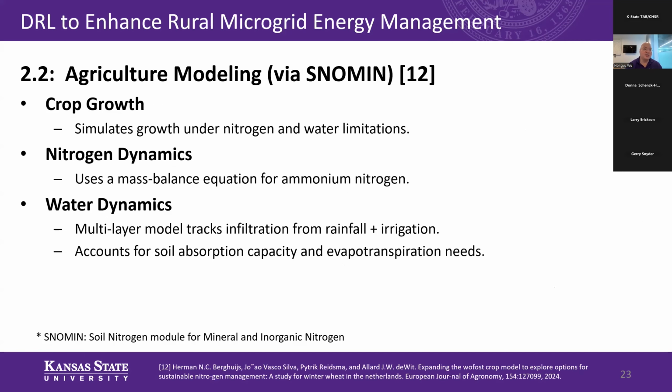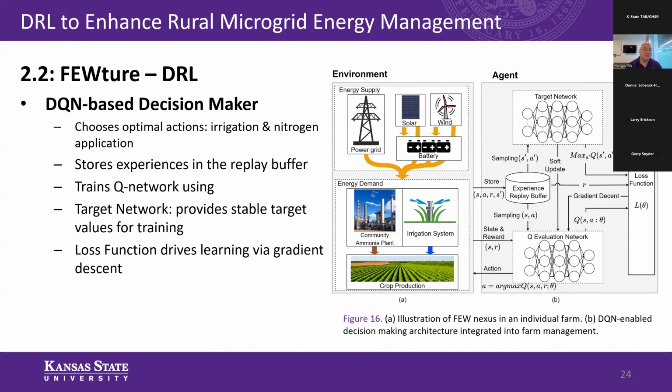We also use the SNOW model to mimic the agricultural growth, crop growth, nitrogen dynamics, and water dynamics. Those basically have a detailed representation in those software. So this is our framework using deep reinforcement learning. We specifically use a deep Q-learning based model to make decisions in terms of electricity, irrigation, and ammonia production.